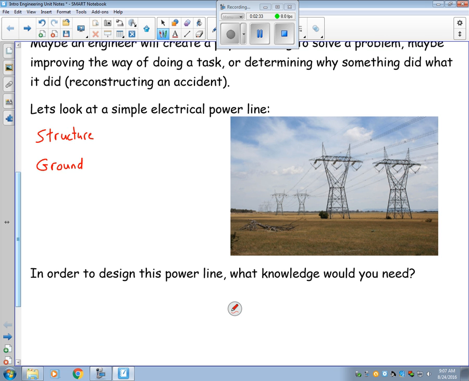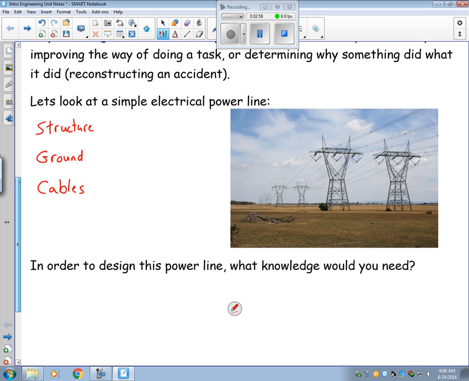Another thing, the cables. So when we take a look at the cables, how do we make sure that they are strong enough that they don't snap and break? How do we make sure that the cables don't touch each other and short out? How do we make sure that the cables will carry electricity without losing too much of it to heat? So there's a lot that we can think of with something simple like an electric power line.